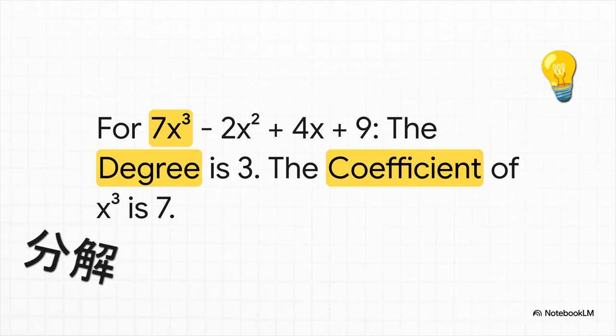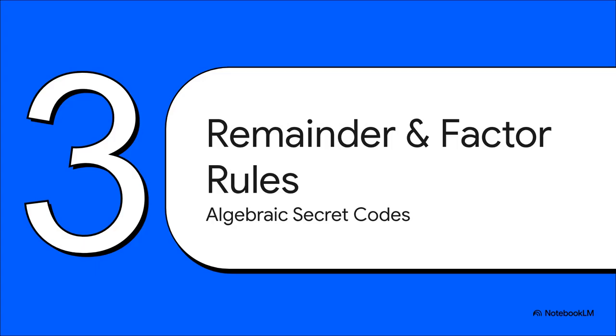So let's break one down right here. Take a look at this guy: 7x cubed minus 2x squared plus 4x plus 9. Just scan for the highest power you see. It's that little 3, right? So the degree of this polynomial is 3. And that number right out front, the 7, that's what we call the leading coefficient. Simple as that.